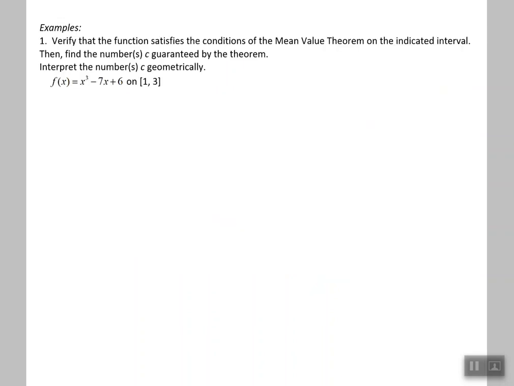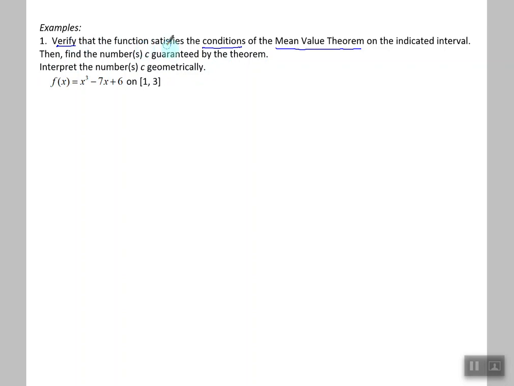Let's look at some examples. 1. Verify that the function satisfies the conditions of the mean value theorem on the indicated interval. Then, find the number c guaranteed by the theorem. Interpret the numbers c geometrically.